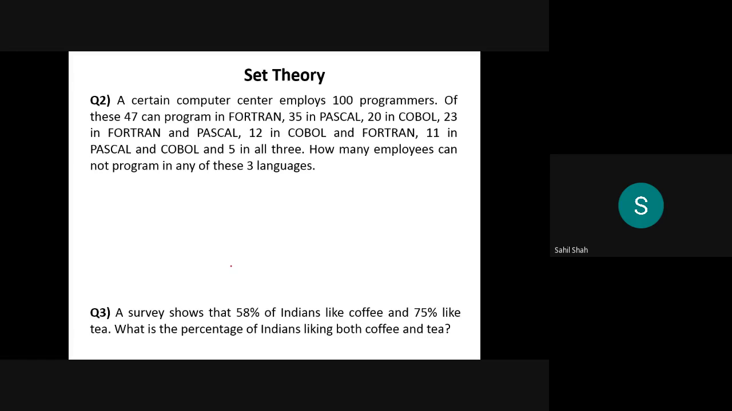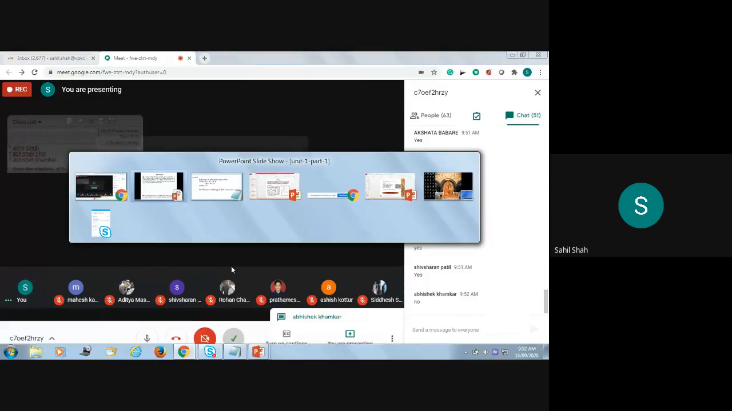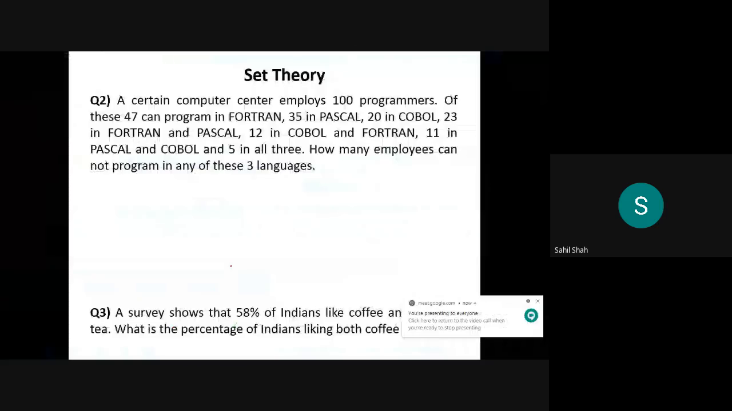Should I solve this, or will you be able to do it? Should I solve this? Are you going to give a try? No. Okay. You are going to give a try. So go ahead. I'm waiting for your answers.